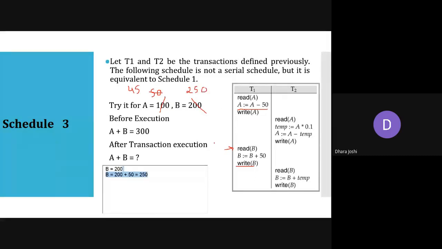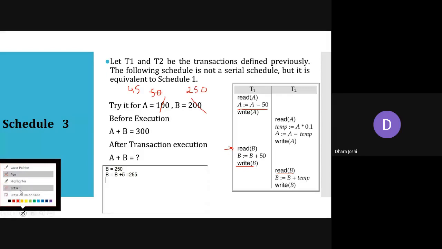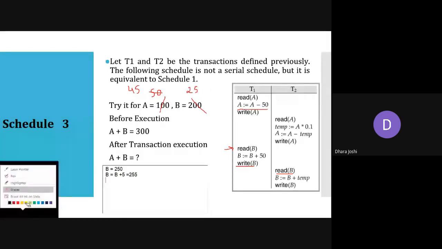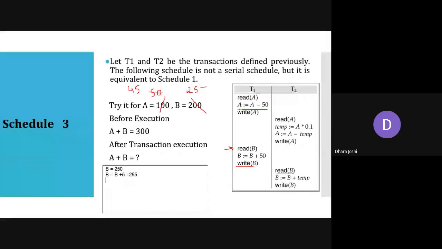Okay, now in T2 it will be reading B's value, so B will now be 250. B will be added with the temp value, which is 5, so it will be 255, and this 255 will be written here. So I'm writing here 255. Okay, so after this execution is completed, we have A's value as 45, B's value as 255, and the total of A plus B will be 300.